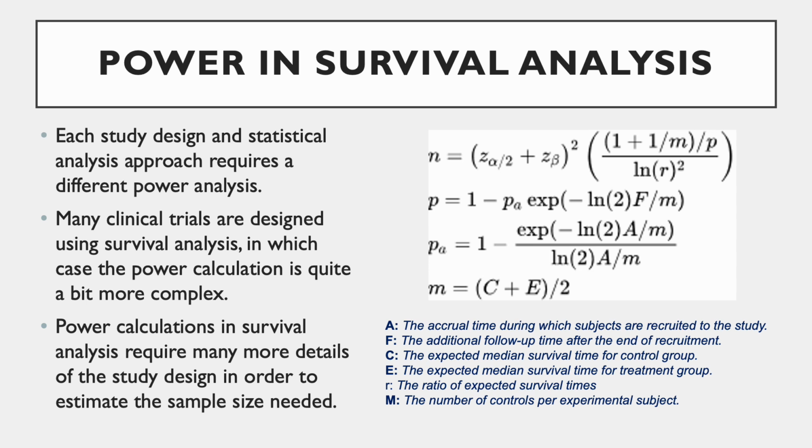So the power calculation is actually different for every different statistical test or study design. This is an example of a power calculation in survival analysis. And as you can see, it's not simple, and it requires 6 different numbers that the investigators would have to come to the trial having already determined what they would expect these numbers to be.